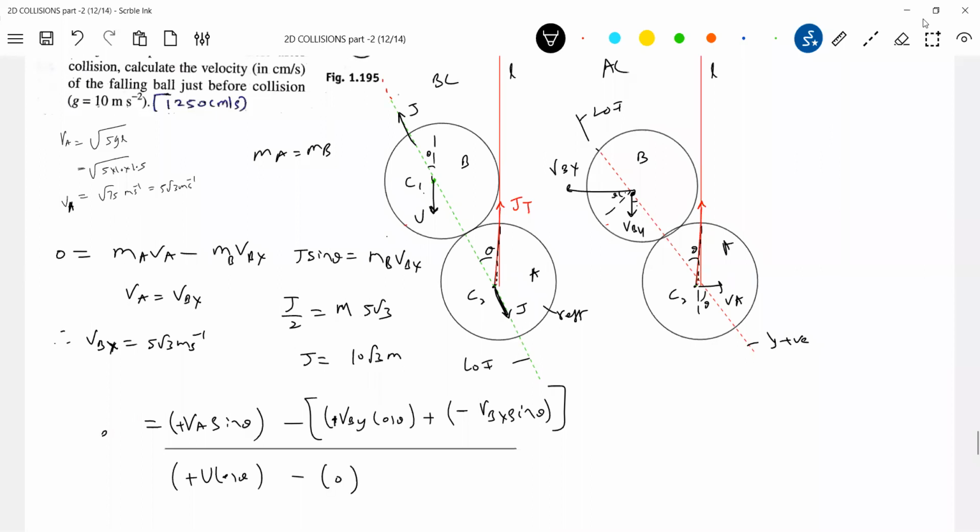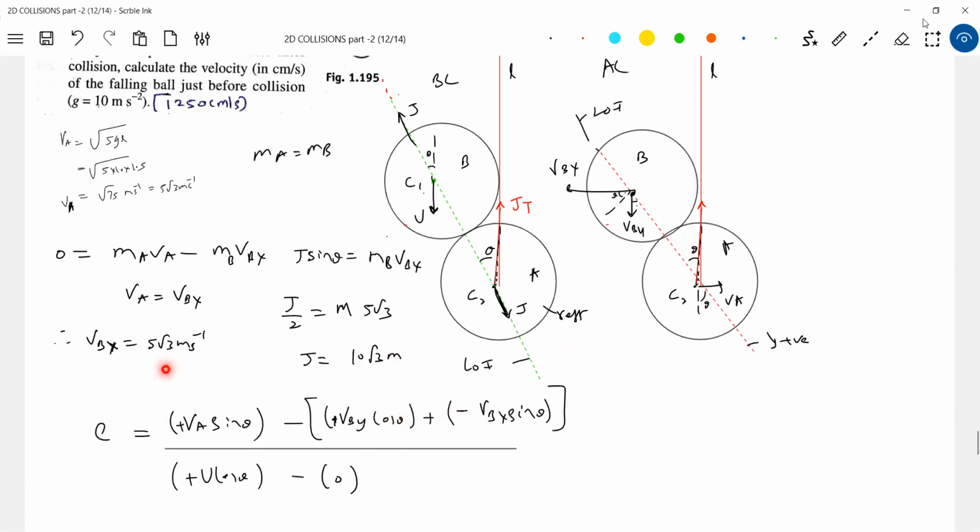Try to see this. Why have two components come here? Look at this part. After collision, the velocity of ball B has a component VBY cos theta along the line of impact, and the other component VBX sin theta. So I'm putting both the components here.